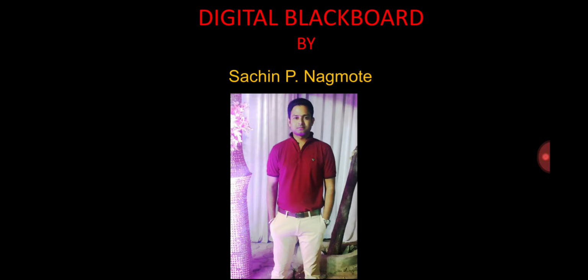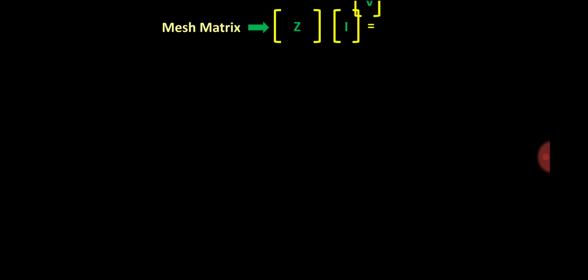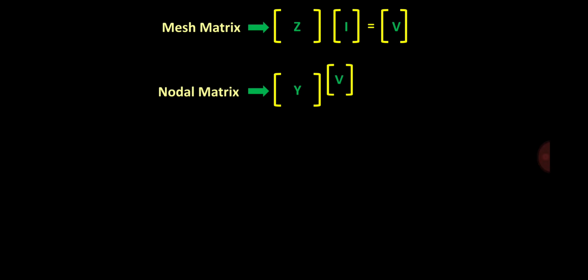In this video, we are going to discuss the topic how to obtain matrix by inspection in nodal analysis. So let's start. In the previous videos, we have solved some problems of mesh analysis, and in mesh analysis, we have to construct the mesh matrix. So the mesh matrices are impedance matrix, then current matrix, and then voltage matrix. Similarly, in the nodal matrix, the first matrix is admittance matrix, the second matrix is voltage matrix, and the third matrix is current matrix.